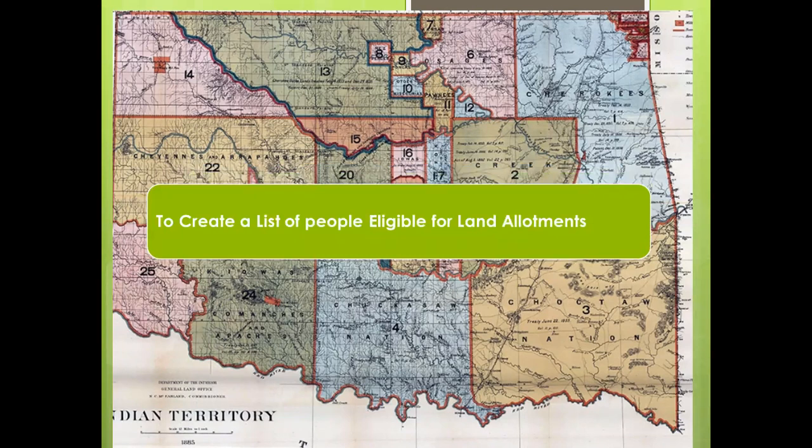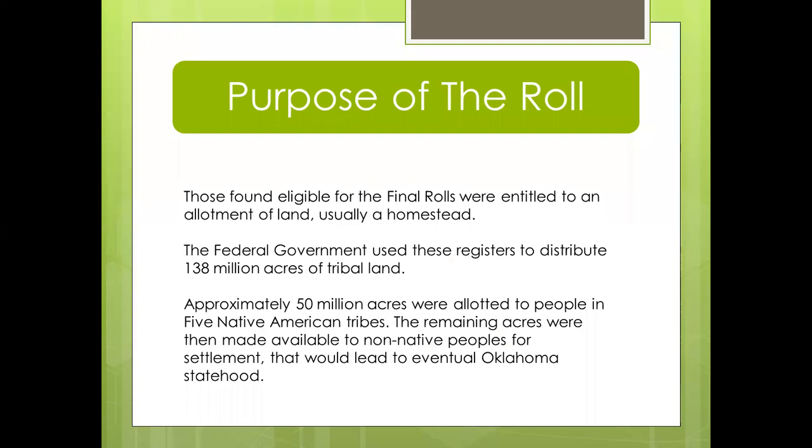Well, many are unaware that the list was actually created with the intention of creating a list of people who would be eligible to receive land allotments. Those who would be found eligible for the rolls were entitled to an allotment of land, usually a homestead. The federal government used these rolls to distribute over 138 million acres of tribal land.